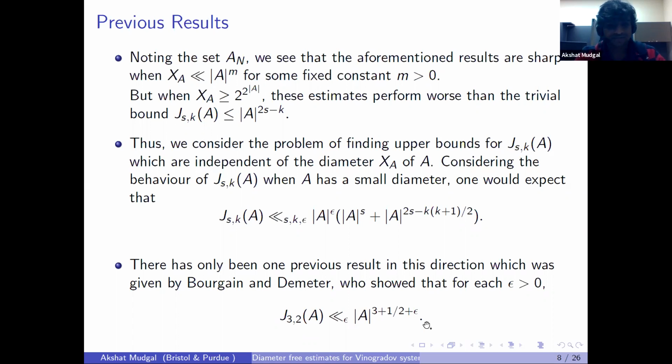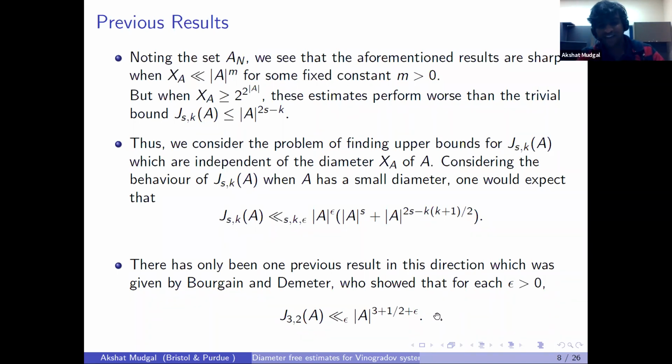So just to compare this with the conjecture, if you put k to be 2, k times k plus 1 by 2 becomes 3. So you expect J_{s,k} to be bounded by A to the power s plus A to the power 2s minus 3. And when you plug s to be 3, you get A cubed plus A to the power 6 minus 3, which is again A cubed. So in general, you'd expect J_{3,2}(A) to be bounded by A to the power 3 plus epsilon. So while Bourgain and Demeter could remove the X to the power epsilon, they incurred a cost of A to the power half. And our main result will in fact contain two parts.